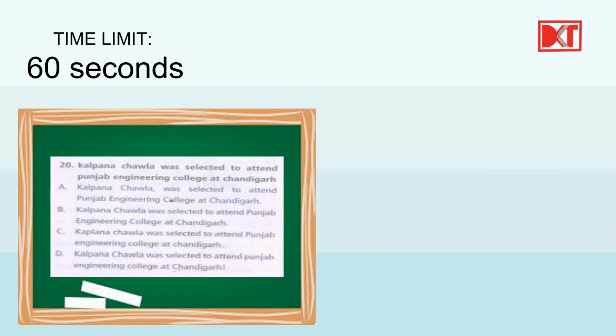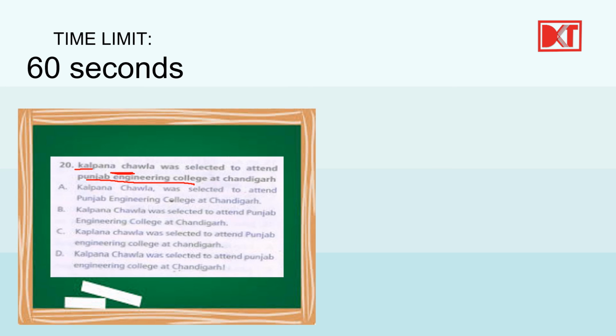Okay, here, pretty long sentence, but we'll do it step by step. It will be easy. Let's see. Kalpana Chawla was selected to attend Punjab Engineering College at Chandigarh. Okay, Kalpana Chawla. K and C will be capital because it is the name of a person who was selected to attend Punjab Engineering College. It is the name of a specific institution. So all its initials will be capital, right? So E capital, and C capital.